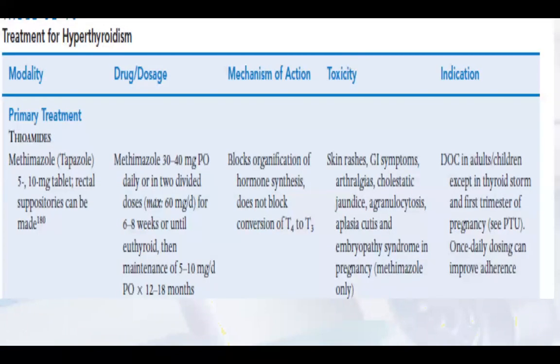Now you can see in this table the treatment for hyperthyroidism. First, the modality. The primary treatment is given with thionamides. The drug is methimazole. Methimazole is available in 5 to 10 milligram tablets and also available as a rectal suppository. You can read it in this slide when I send you this lecture.